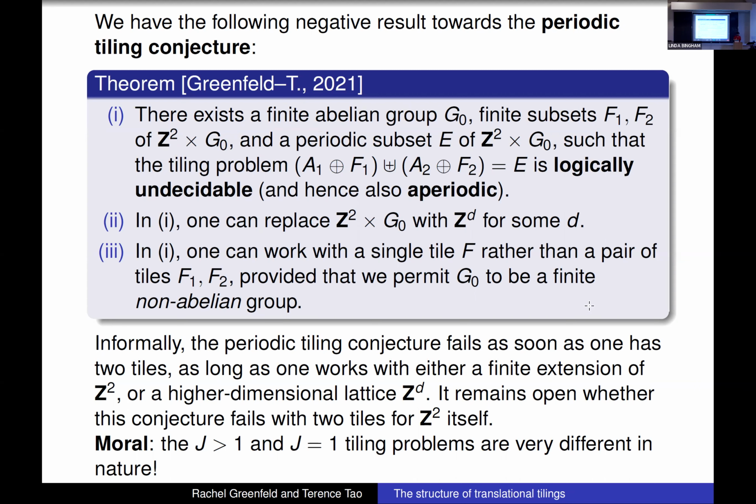We can even get down to 1 tile, but then we have to cheat a lot. The cheat is that we make our group G non-abelian. And then it turns out there are a lot of tricks you can use to convert 2 tiles into 1 tile. So basically, the moral of this is that the positive results on the periodic tiling conjecture are close to best possible. At least the moment you have 2 tiles, things become very, very bad. But we have to cheat right now by thickening our group. We still don't know for Z2 itself whether the periodic tiling conjecture is true for 2 tiles or not. That is still an open question.